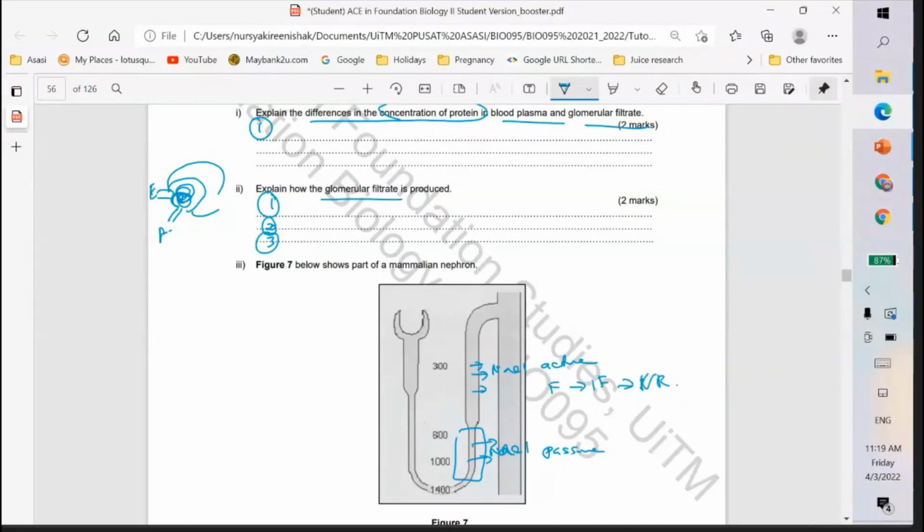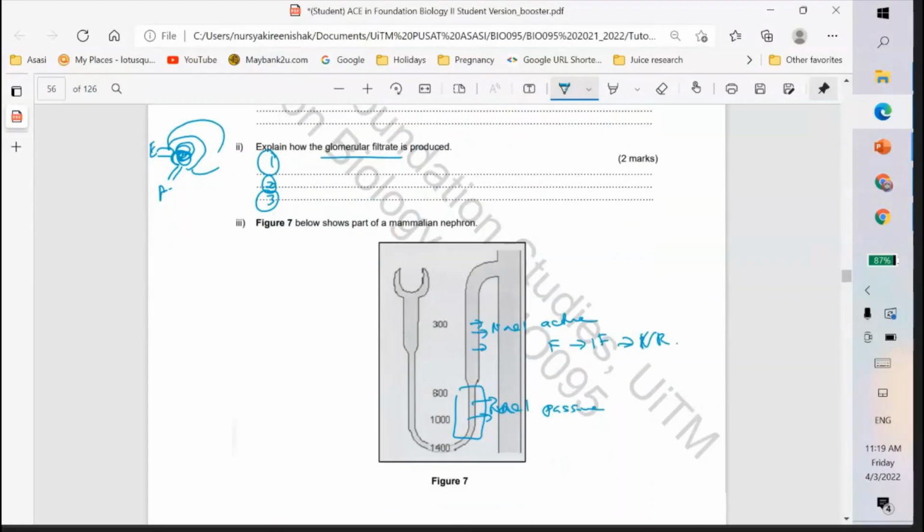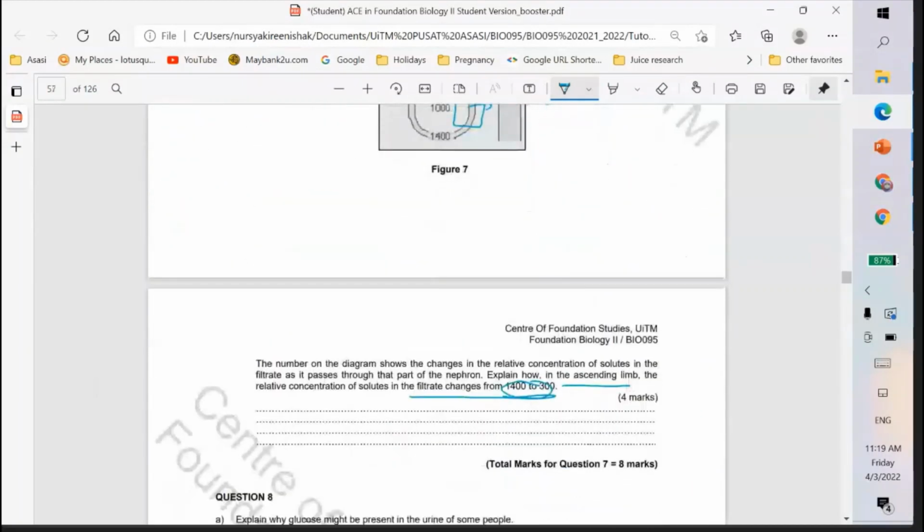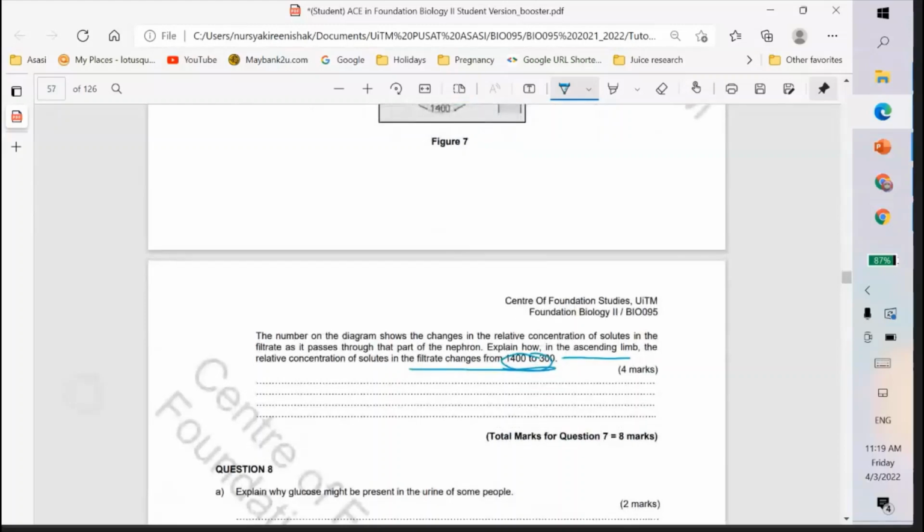Okay, so betul lah. Okay, so you got your point there. So betul lah. You have all the points. So that contributes to 4 marks. Okay.